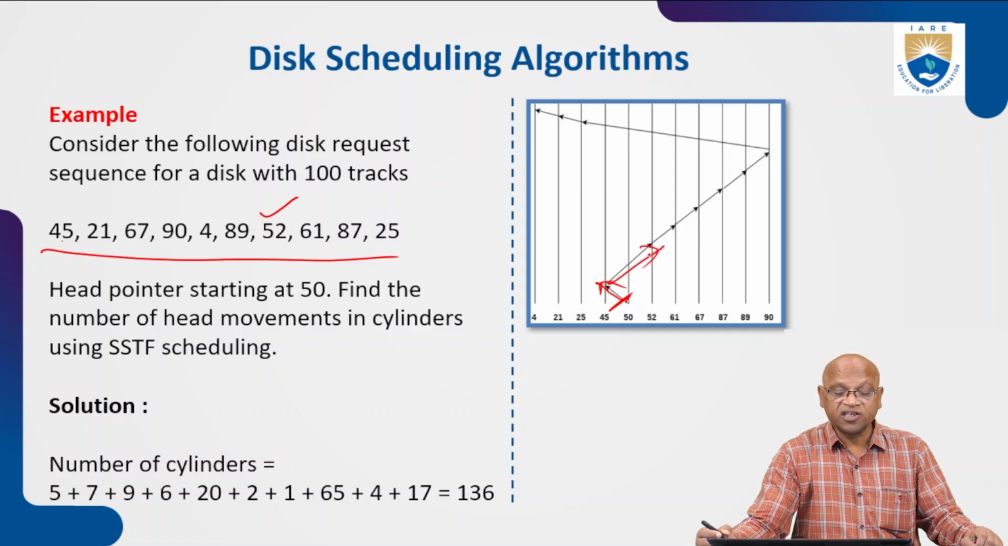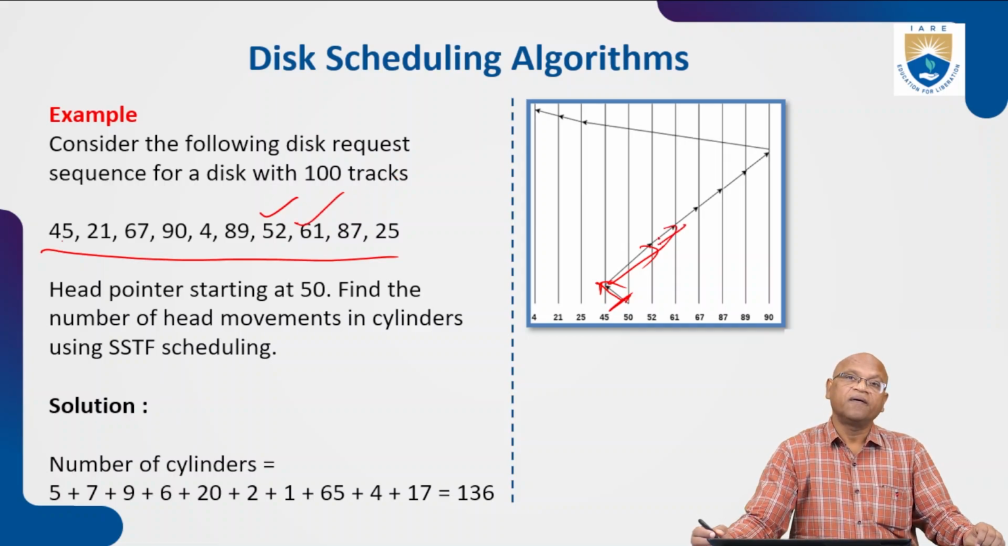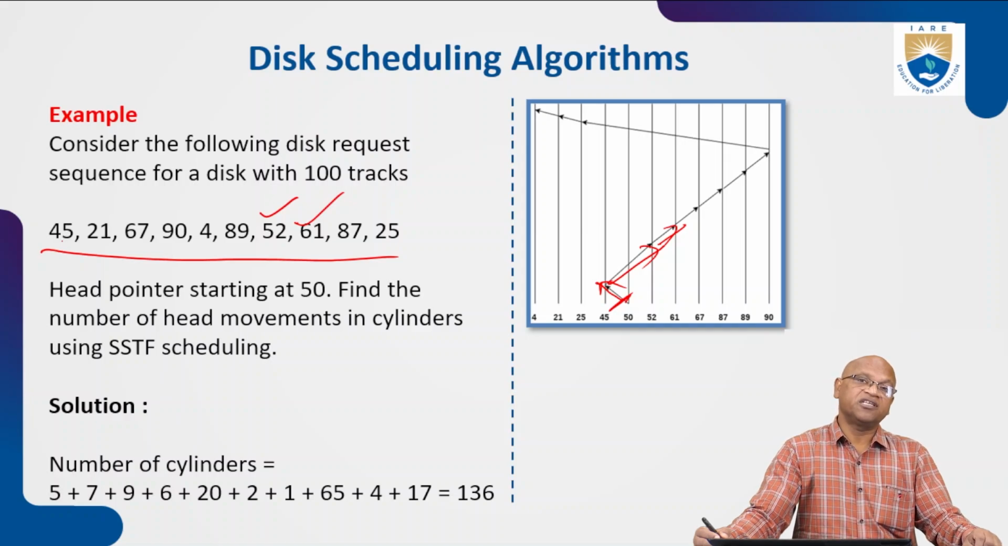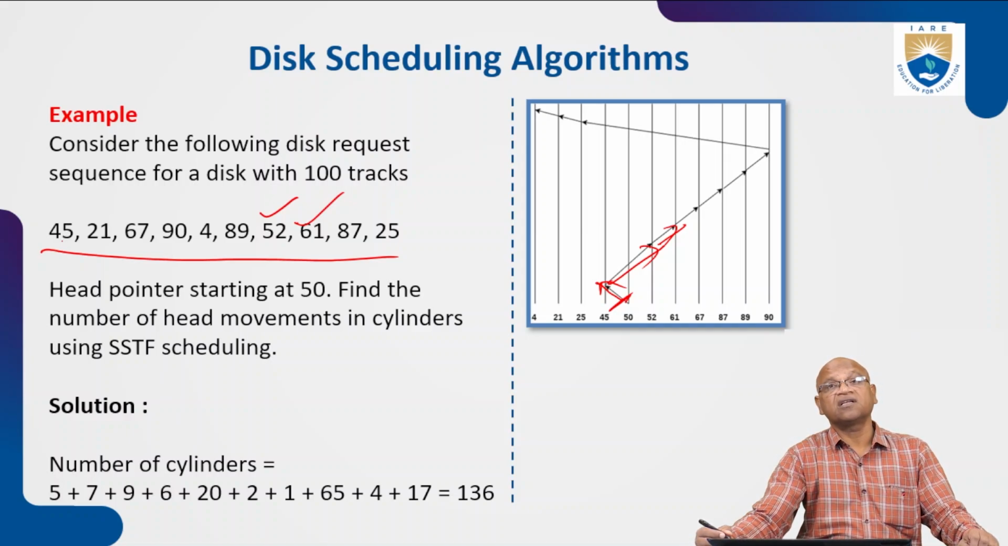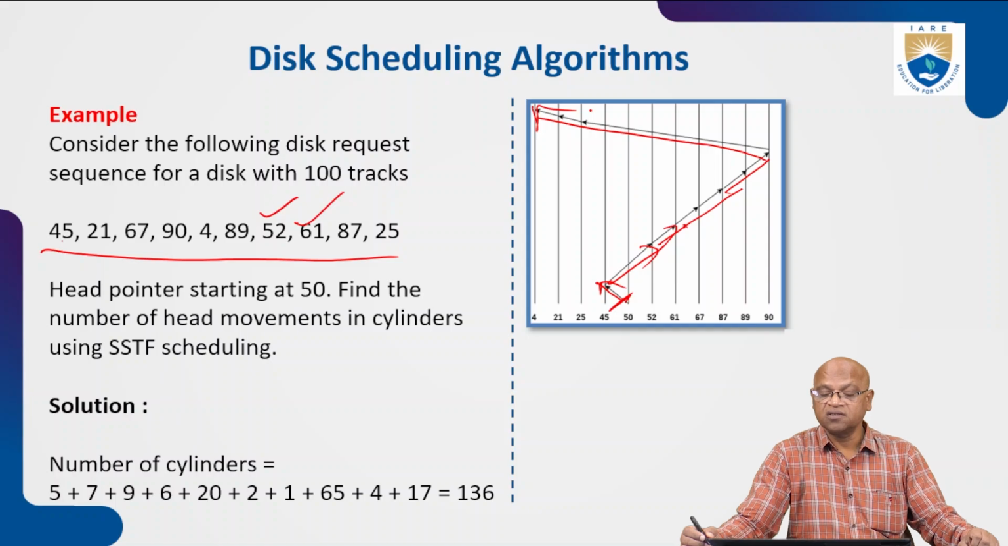After that, what is the next one near 52? The next one is 61, so it moves to 61. Like this, from the current position, it checks what requests are in the queue and which number is nearby to the current position. That will be accessed, and that track will be positioned under the read and write head. Like this, the track cylinders will be moving, until ultimately it reaches the last position.